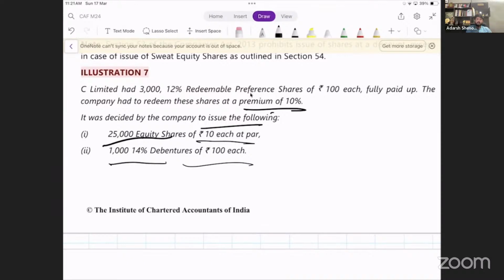That's the first journal entry. Now Section 55 with the proviso. Section 55 with the proviso says, first point, you have to be very clear: we have to replace the capital, not the premium.